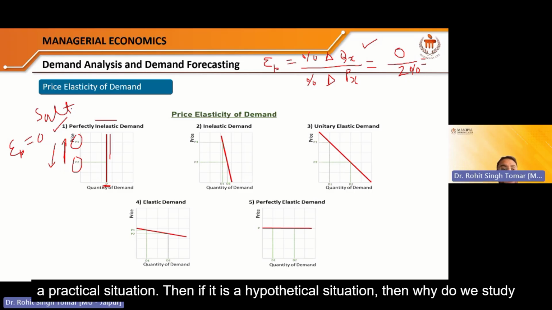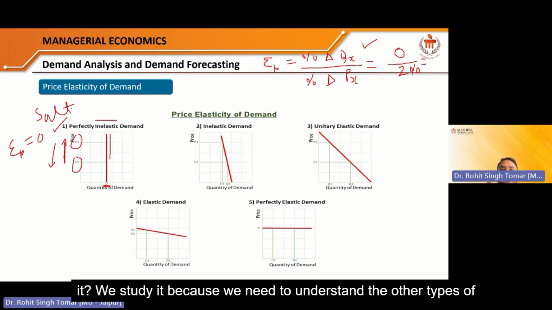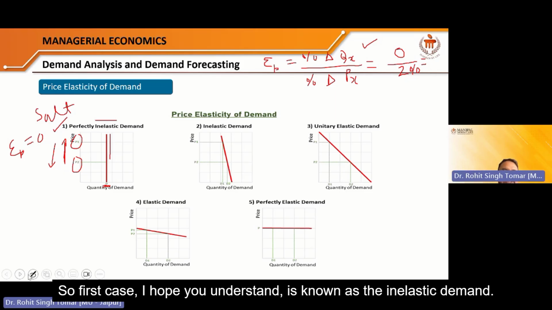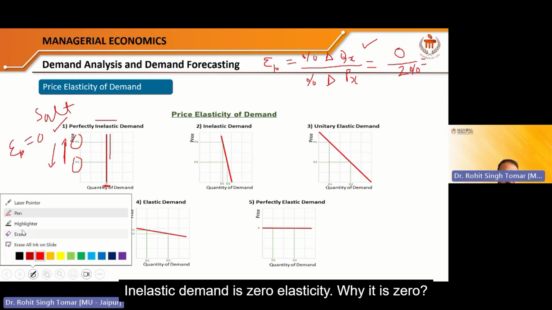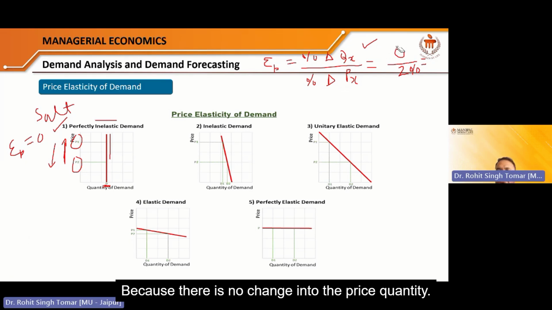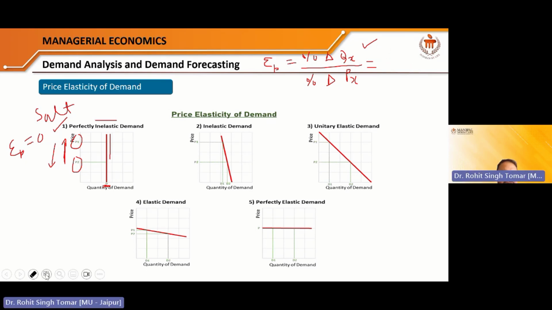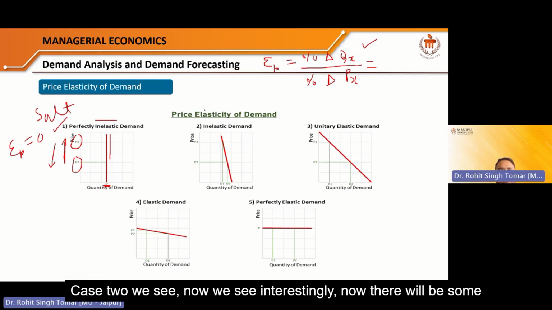Then if it is a hypothetical situation, why do we study it? We study it because we need to understand the other types of elasticity. Just to develop a concept, we are studying it. So the first case, I hope you understand, is known as perfectly inelastic demand. It has 0 elasticity. Why is it 0? Because there is no change in the quantity, even though there is some change in the price. That was case 1.